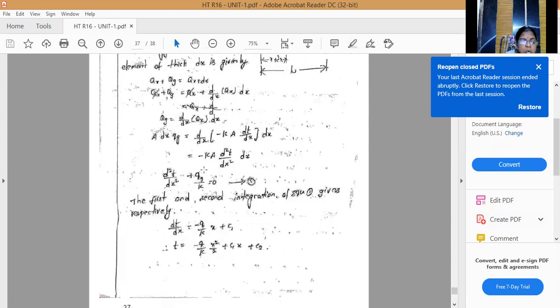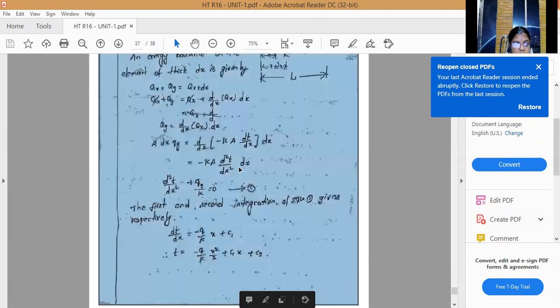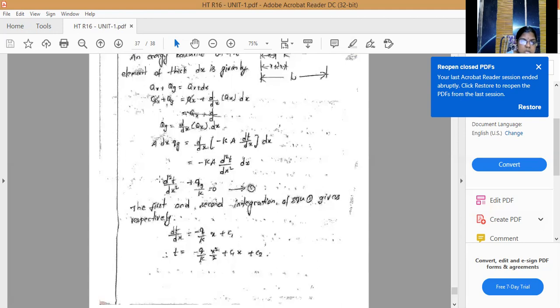And finally we got the equation like that. I want to explain this equation properly, because here we have the double derivative. So Qg is equal to d by dx of Qx dx. What is Qg? Area into dx into q is equal to d by dx of Qx, where Qx is minus kA into dT by dx, into dx. So we get d by dx of dT by dx, which is minus kA into d square T by dx square into dx. So d square T by dx square plus qg is equal to, here dx cancels, and finally we got the equation d square T by dx square plus q by k is equal to 0.